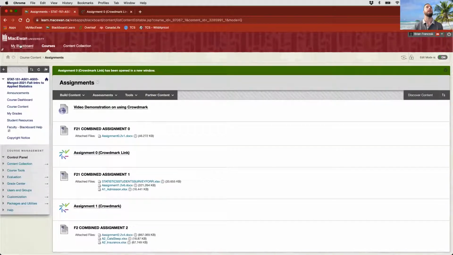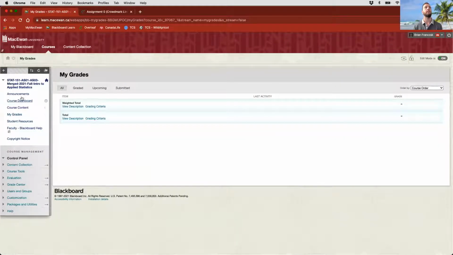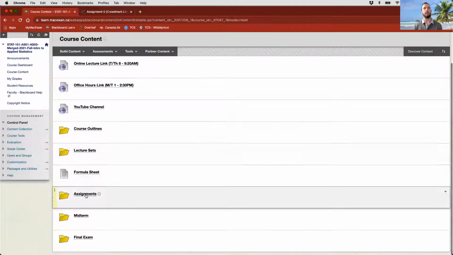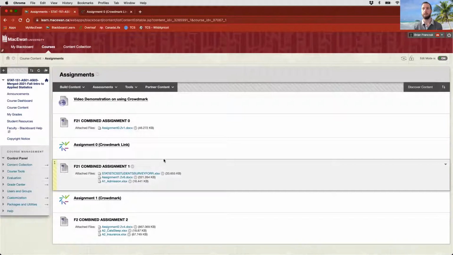All right, so if you go to Blackboard, this is probably similar to what you see when you log into Blackboard. You have a course list down the side underneath the semester term. Our course is this merged course, so AS01, AS03 merged. If we click this and go to course content, there will be an assignments folder right here. If we click this, you can see that there are already a few different links in this folder.